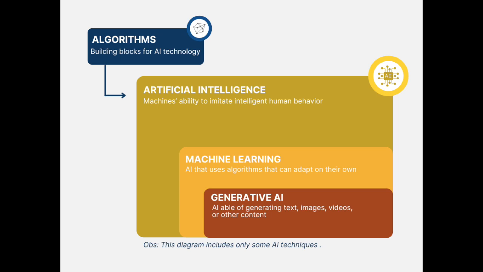So let's sum things up, right? Algorithms are the basic building blocks of AI, letting machines mimic intelligent human behavior. Nowadays, many AI systems rely on machine learning algorithms that change and adapt as they're fed new information, new data. And generative AI is a specific type of AI that uses these techniques to create content.